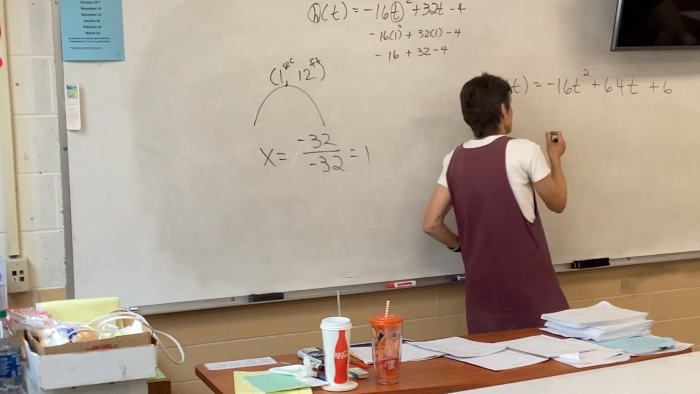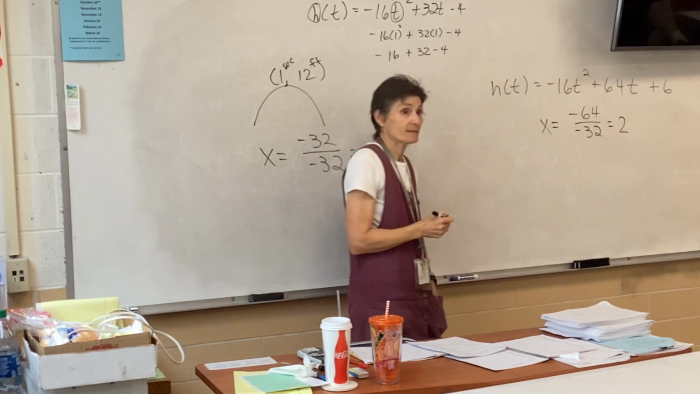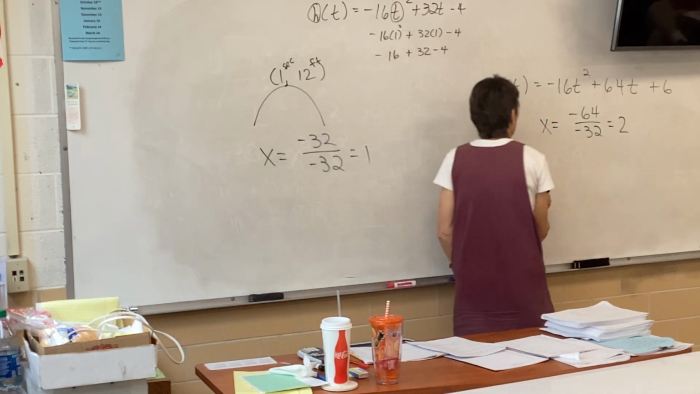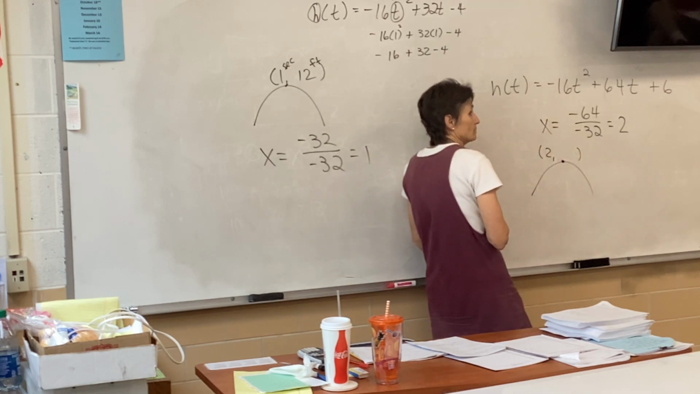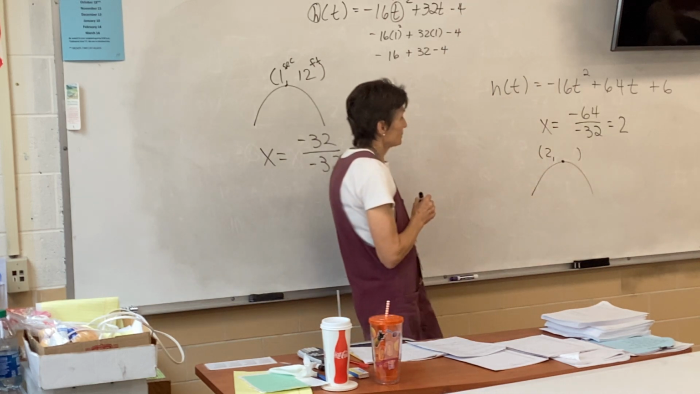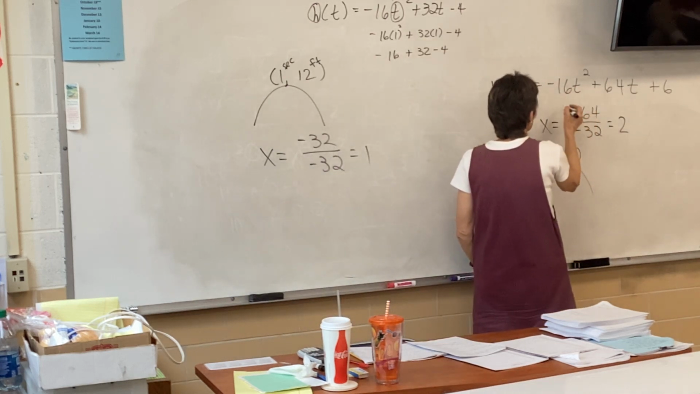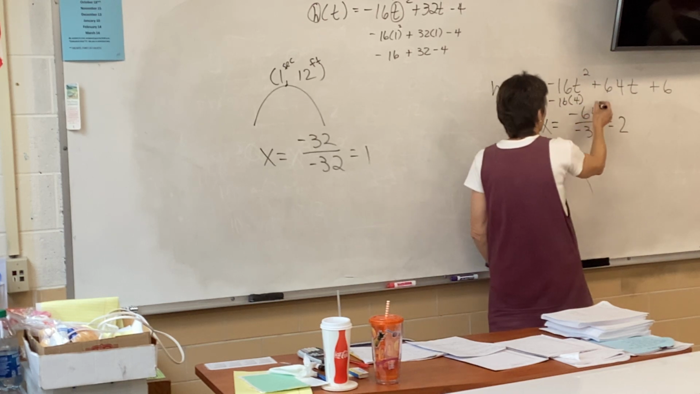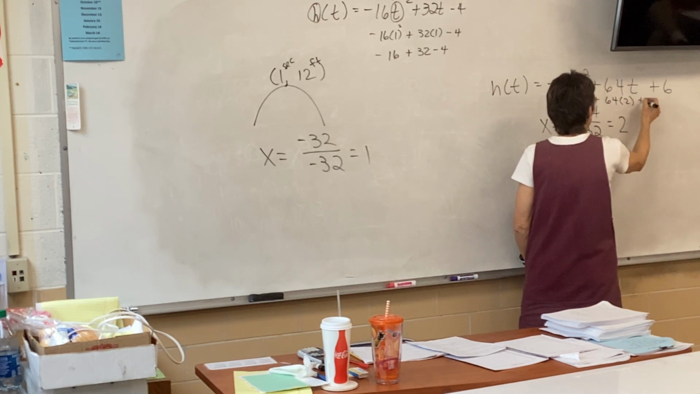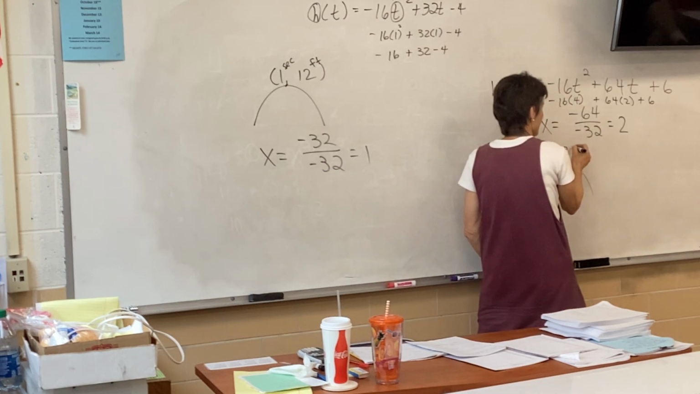So how do we find the vertex again? Negative b over 2a. So this time x is 2. So here's your parabola, opening down, x is 2. How do we find the y? Plug it in. So that's going to be negative 16 times 2 squared, plus 64 times 2 plus 6. Do you have a calculator to help you if you need it? I'm getting 70.